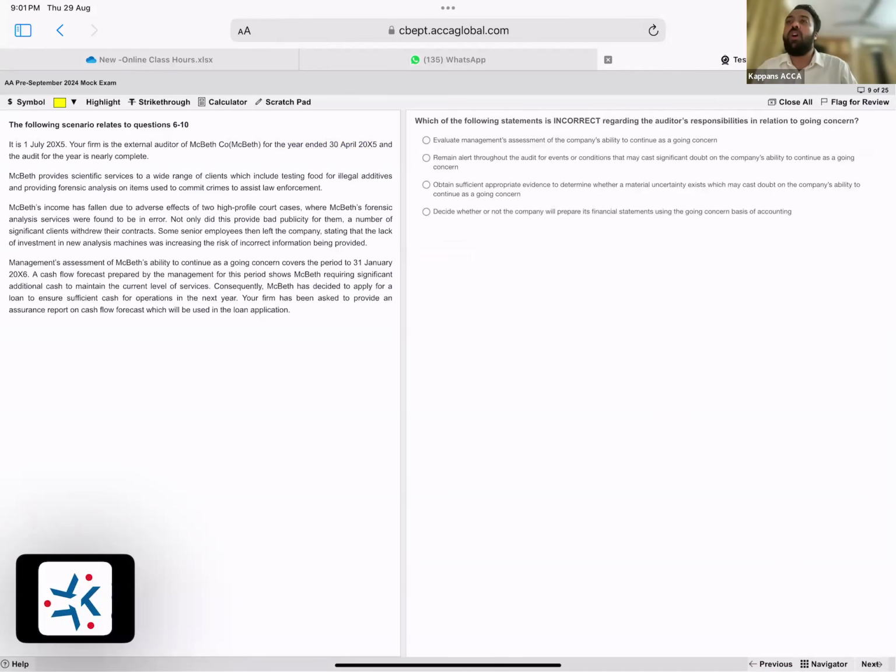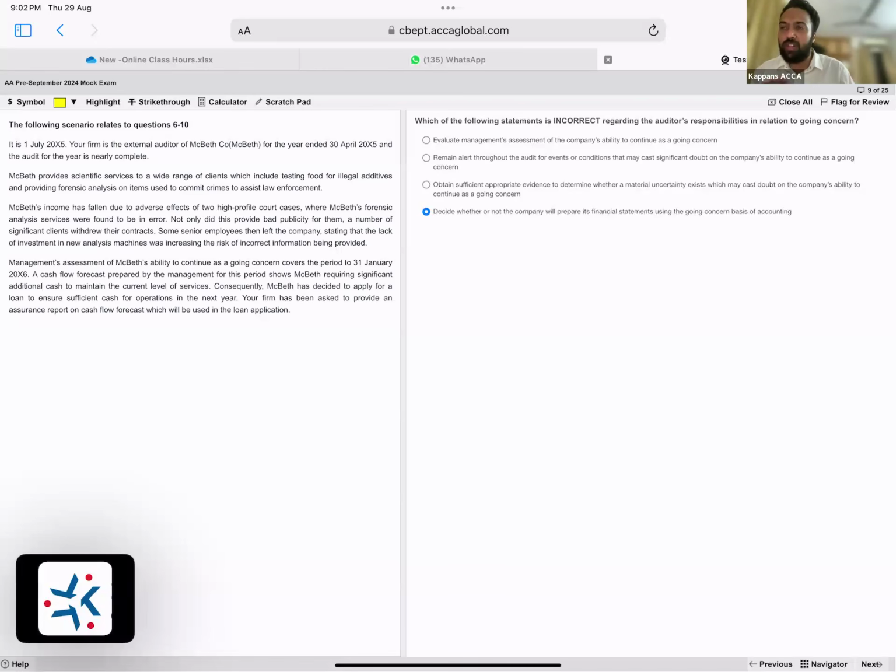Remain alert throughout the audit for events or conditions that may cast significant doubt on the company's ability to continue as a going concern. That is also the auditor's responsibility. Obtain sufficient appropriate audit evidence to determine whether a material uncertainty exists, which may cast doubt on the company's ability to continue as a going concern. That is also an auditor's responsibility.